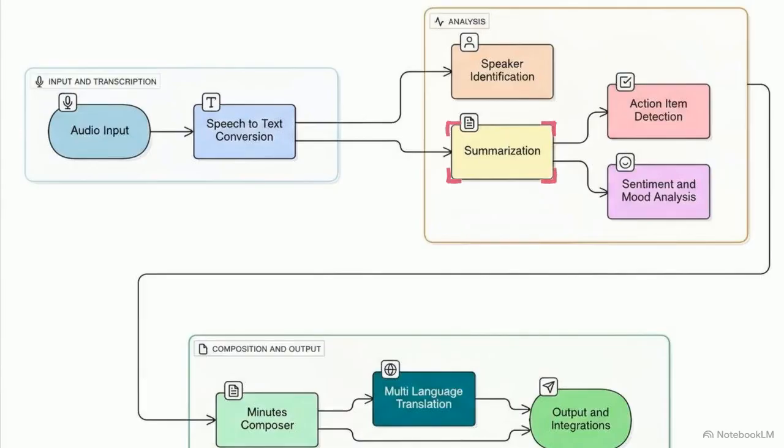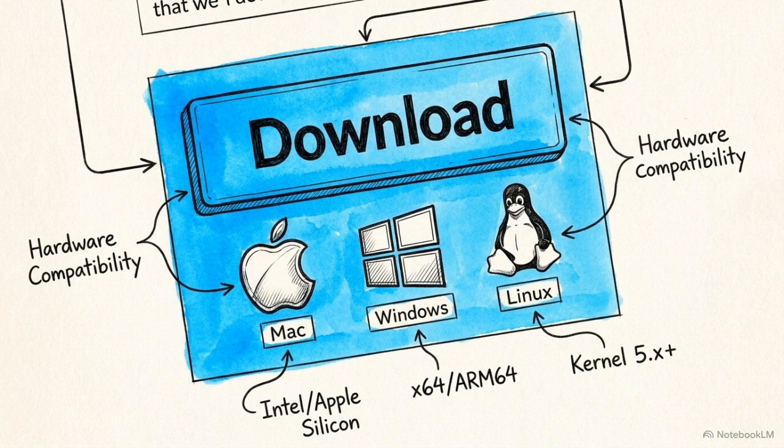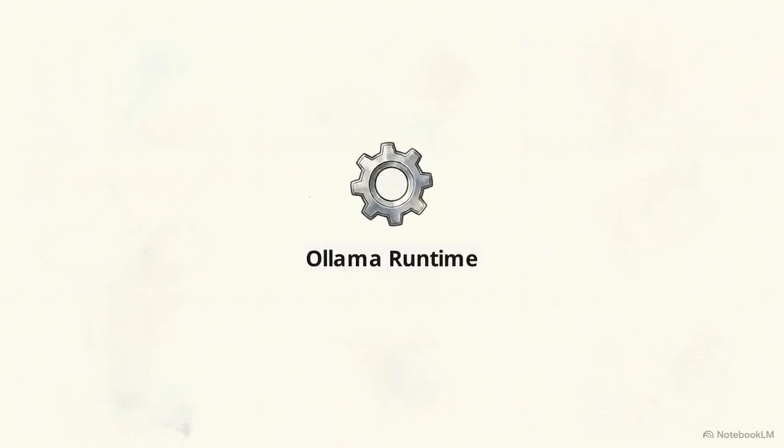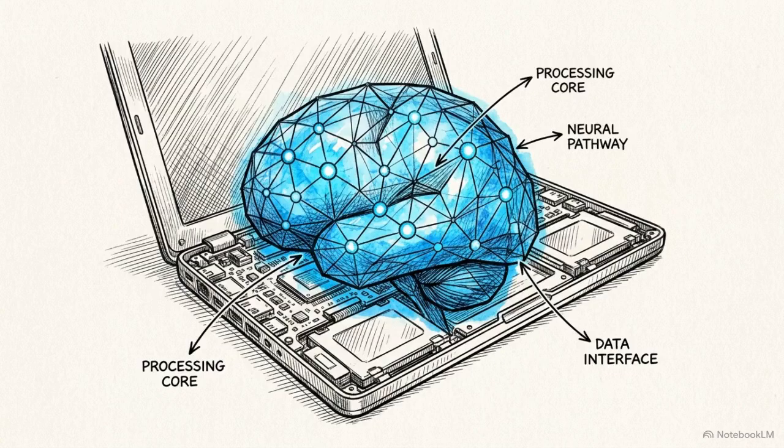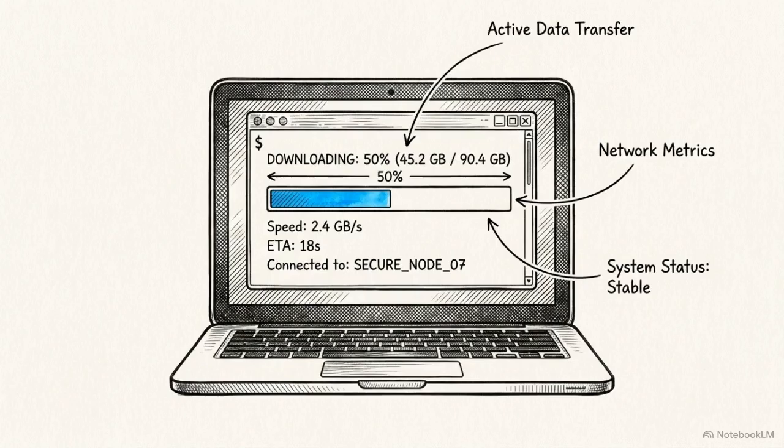Next is the analysis phase. We need to connect the raw transcript to a summarization block that can structure the data. Head to the Ollama website and download the correct installer for your operating system. Ollama acts as a lightweight runtime for local large language models. Essentially, this is the brain of your assistant. Open a new terminal window and run the command to download a model like Gemma or Mistral.